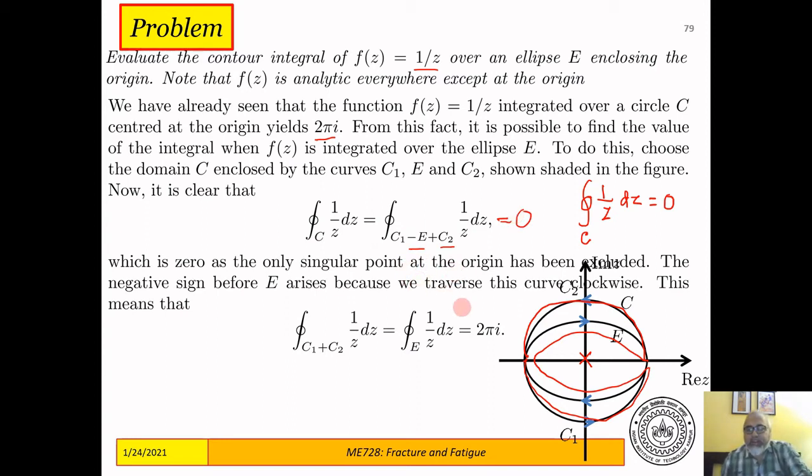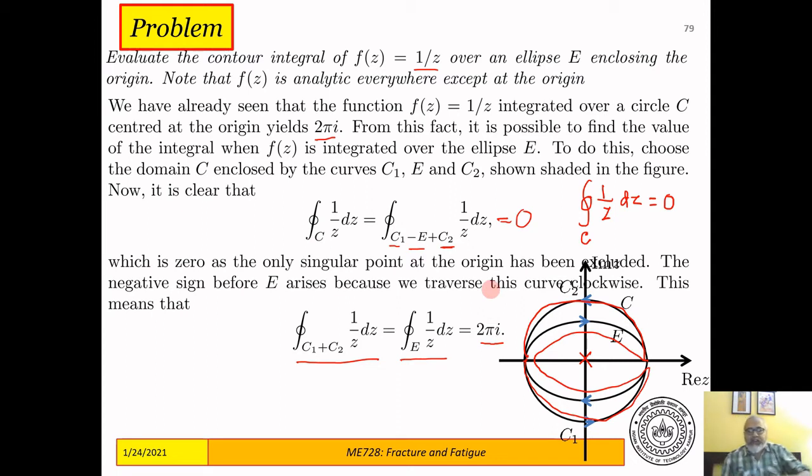Okay, and I already know that over the contour composed of C1 and C2, it is equal to 2 pi I. So the integral over E is equal to the integral over C1 and C2, which I already have derived to be 2 pi I. So 1 by z over the ellipse is also equal to 2 pi I.